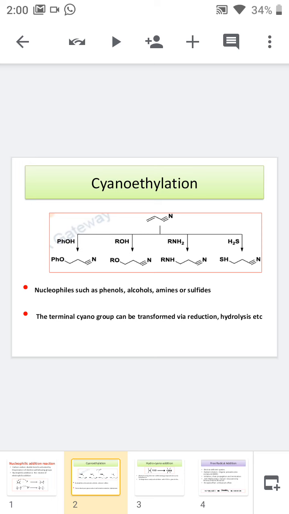The speciality of this reaction is that we can easily convert the terminally located cyanide group into any functional group. For example, we can reduce the cyanide which is present in the terminal position of the resulting compound into an alcohol or the like, or we can also carry out a hydrolysis reaction.